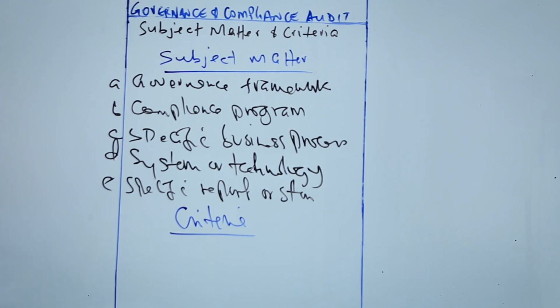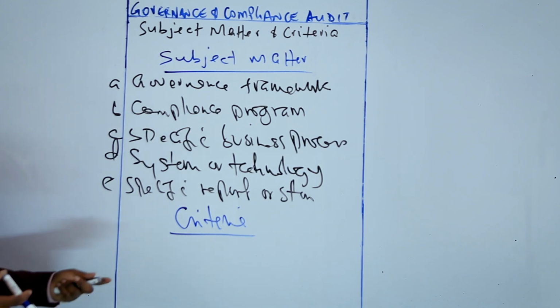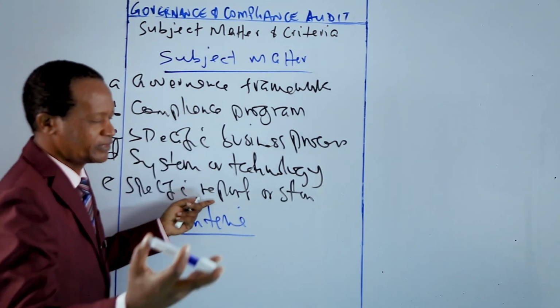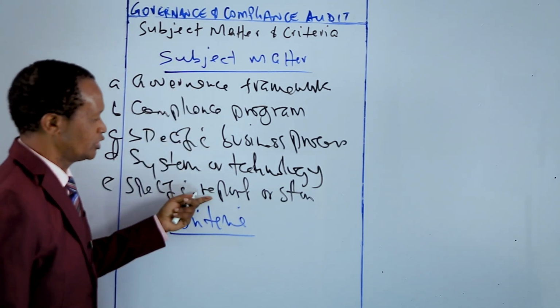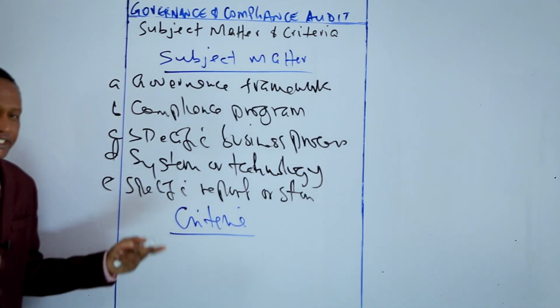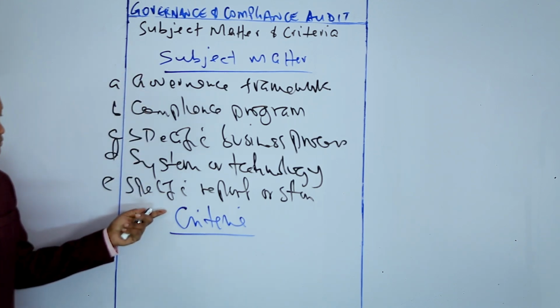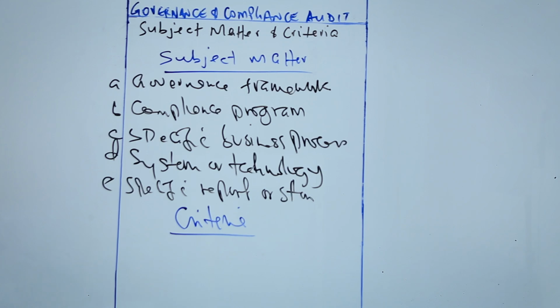Now, the criteria are the against what of the audit. If you are to carry out an audit of this subject matter, it has to be against something. You are comparing what is happening on the ground with a standard. There has to be a criteria or a standard. It is the standards or the benchmarks or the rules or the expectations that are used to evaluate the subject matter. And the criteria must be reliable, must be relevant, objective, and understandable.